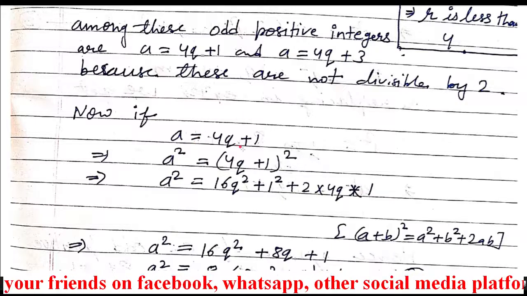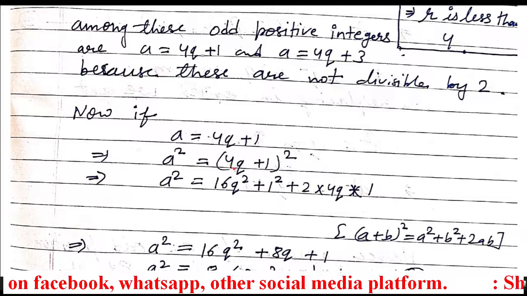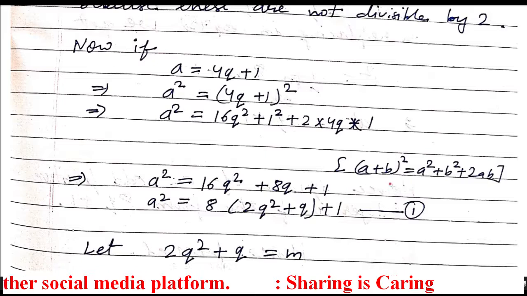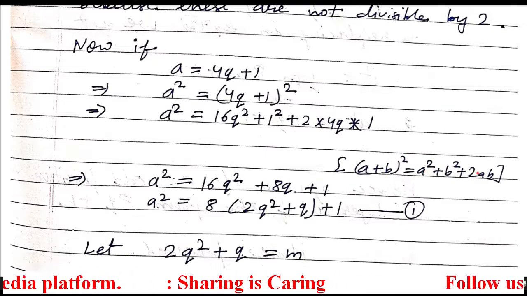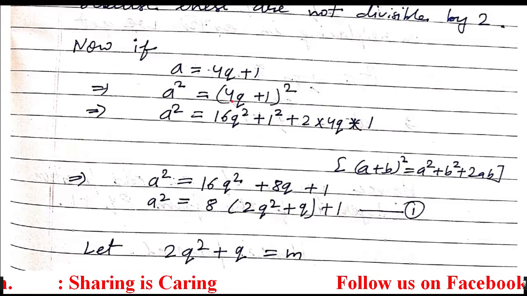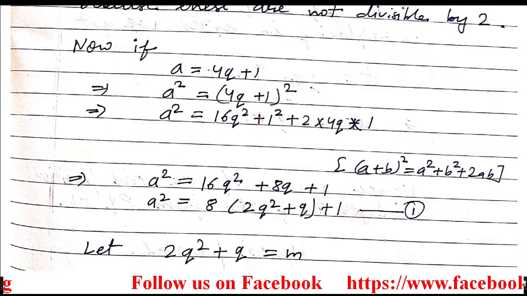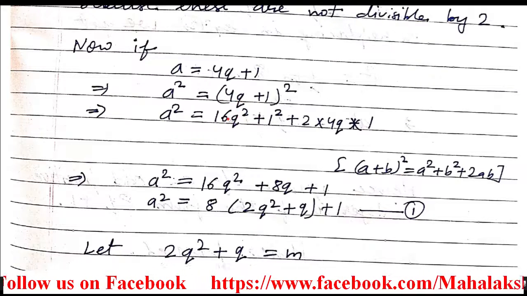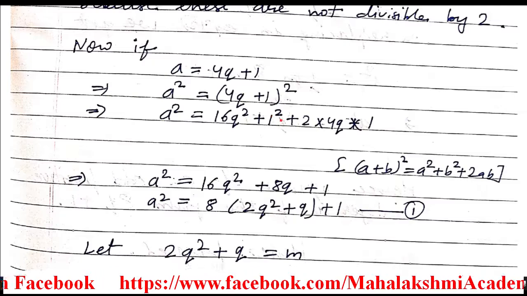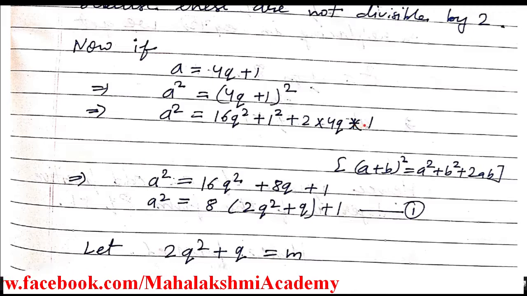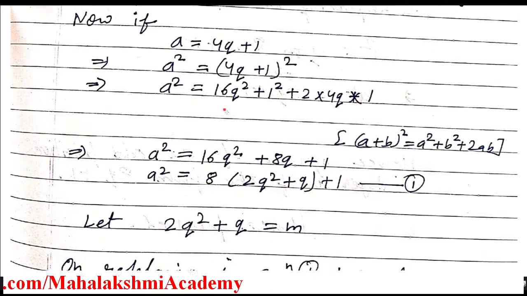So we start with 4q plus 1. I do the square on both sides. When we do the square, we open the bracket, and to open the bracket we use the formula a square plus b square plus 2ab. Here a is 4q and b is 1. First term a square, that is 4q square, which is 16q square. Then b square, that is 1 square. Then 2ab, that is 2 multiplied by 4q multiplied by 1. When we solve this, it gives 16q square, 1 square is 1, and 2 into 4 into 1 is 8q.